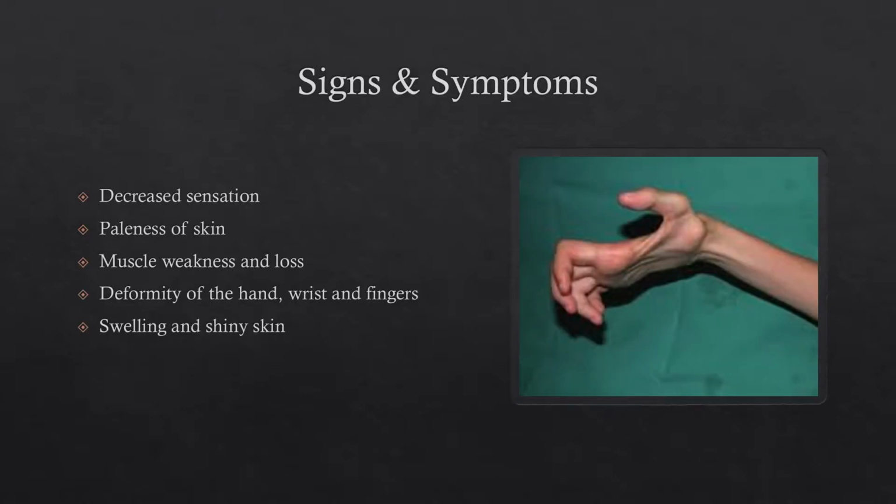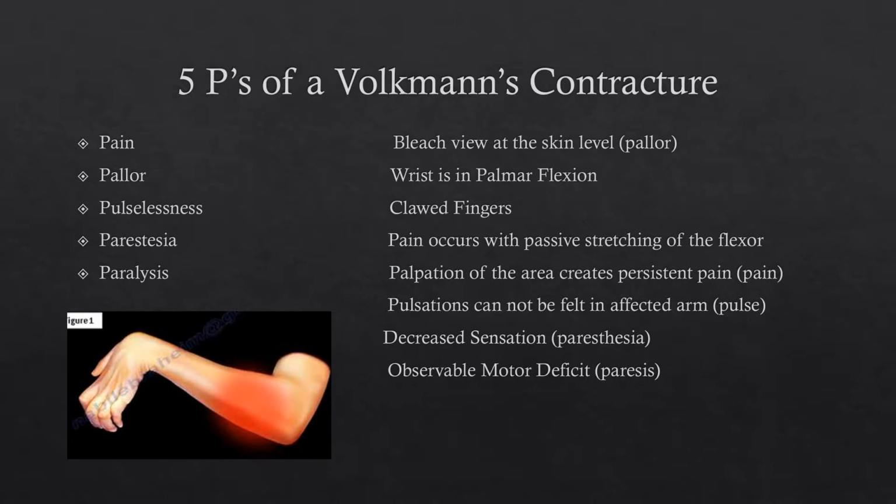Signs and symptoms. Decreased sensation, paleness of the skin, muscle weakness and loss, deformity of the hand, wrist and fingers, or swelling and shiny skin. The 5 P's of a Volkmann's contracture include pain, pallor, pulselessness, paresthesia, and paralysis.